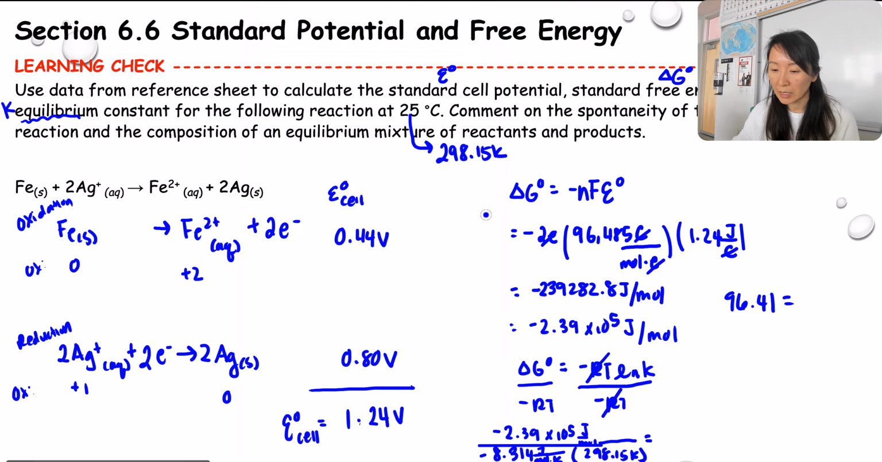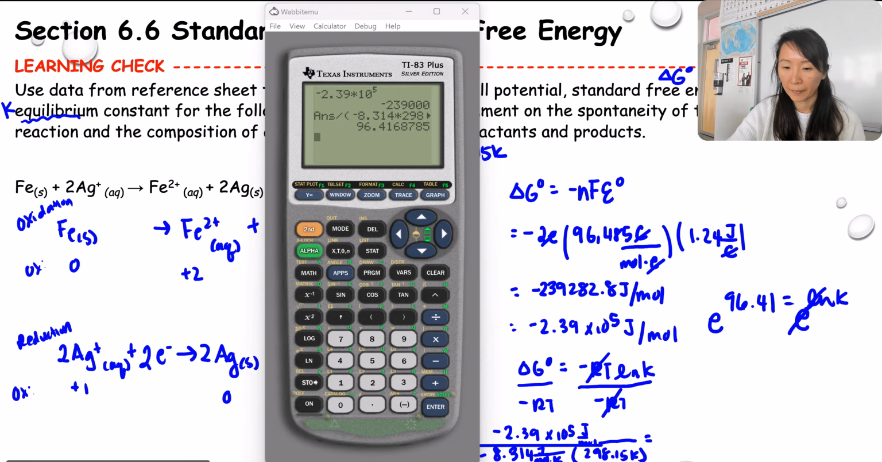So 96.41 is equal to not K, but ln of K. And to get rid of ln of K, we take e to the power of it, and that will get rid of ln, leaving us with K. So let's go back to that calculator. We take second ln, which will give you e. And then now we plug in the value from before. I'm going to just put second answer to show you that I'm putting in all of these values in here.